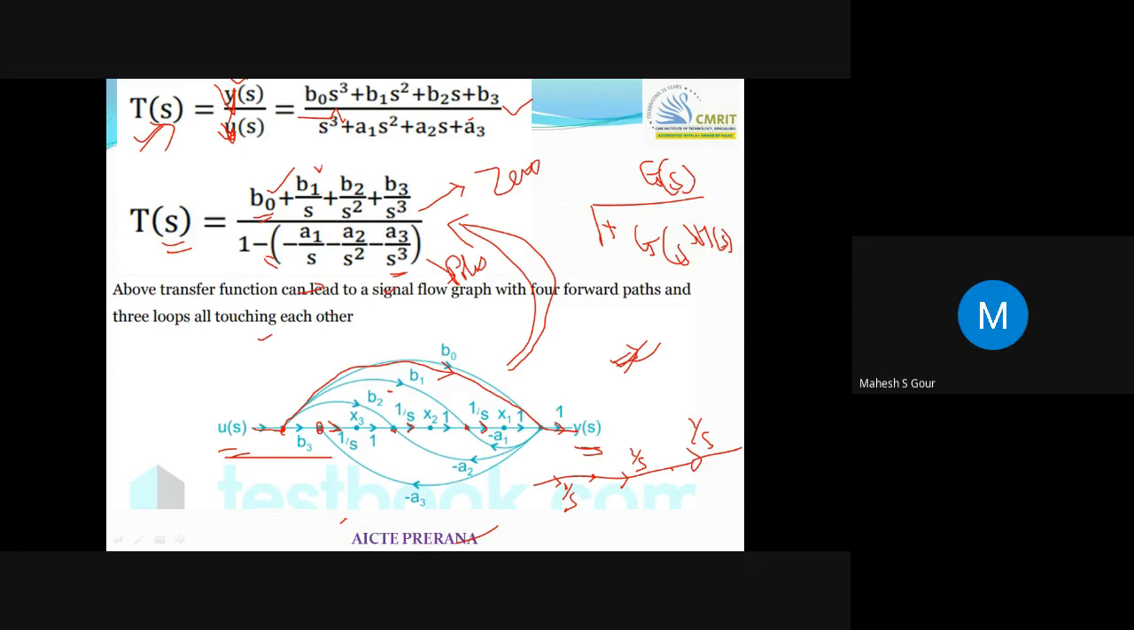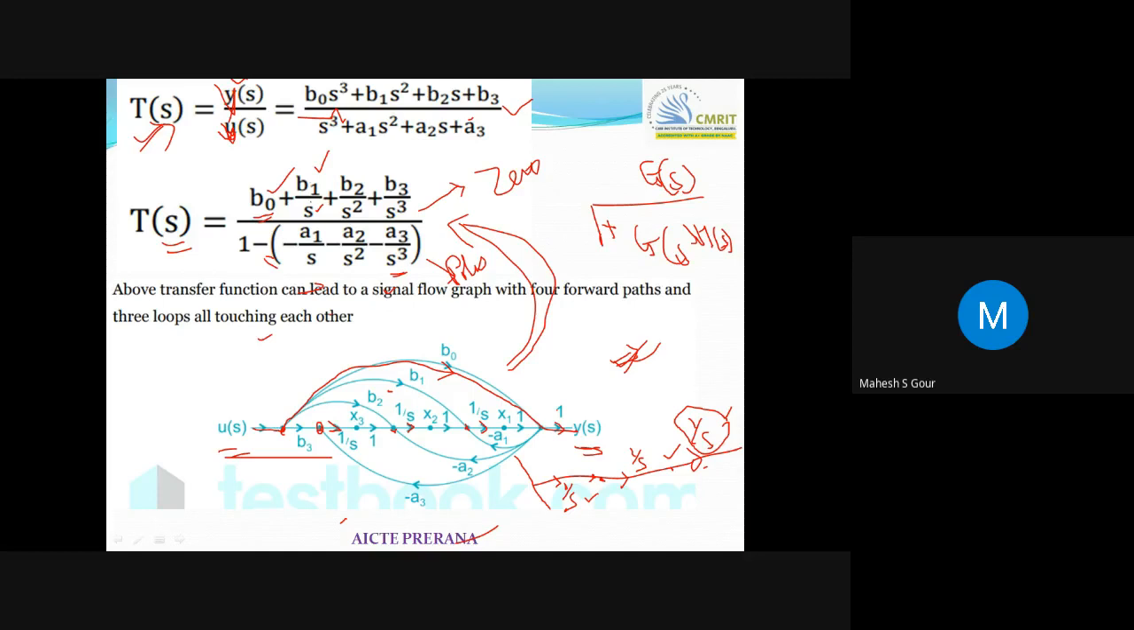Now next is my b1. b1 is multiplied by 1 by s, right? So where is my 1 by s? From here I'll take it, because if I go forward and take it at the second one, or if I take it from the first one, it is getting multiplied by 1 by s into 1 by s into 1 by s, right? It is getting multiplied by 1 by s cube.